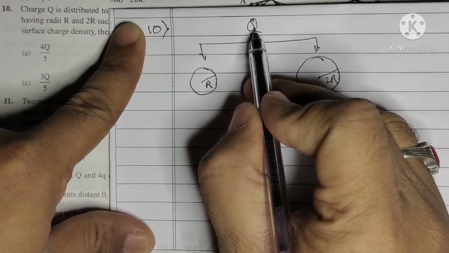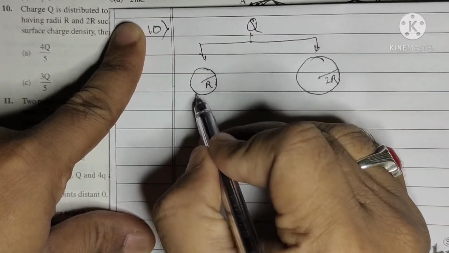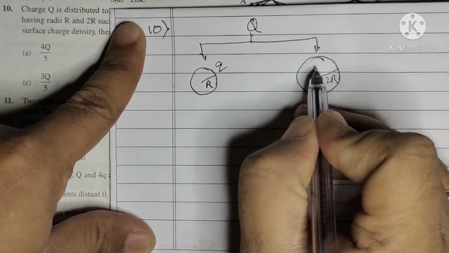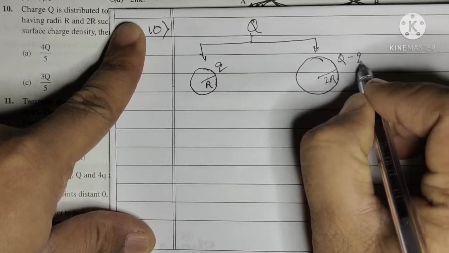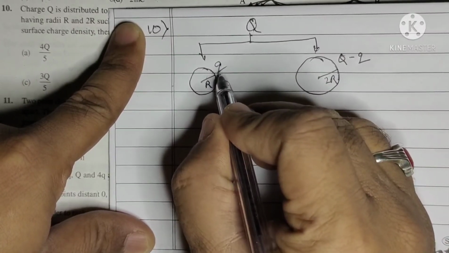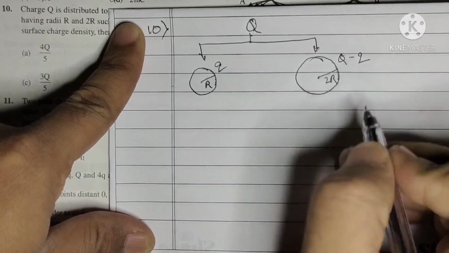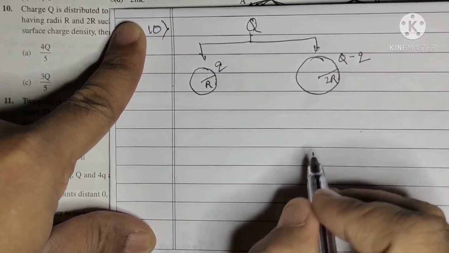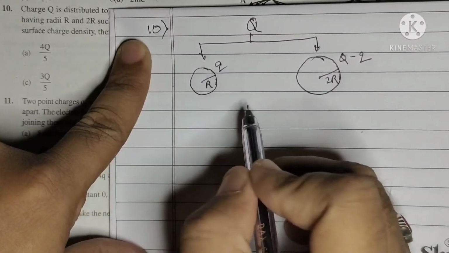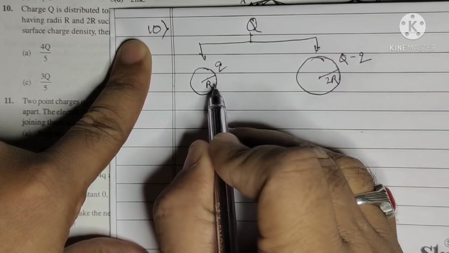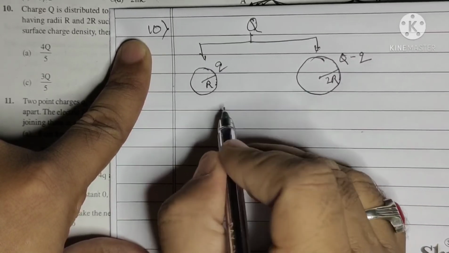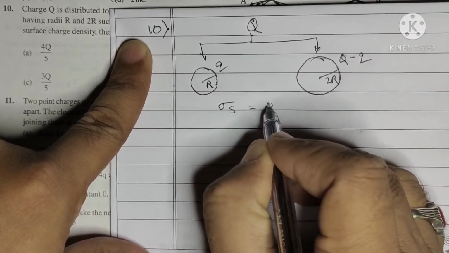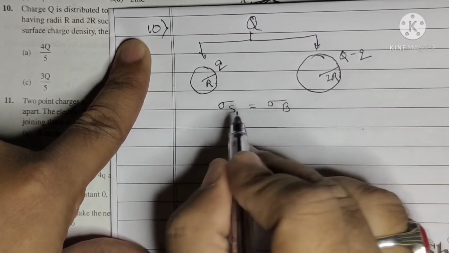Let us say out of this capital Q, the charge given to the smaller sphere is small q. The remaining charge given to the bigger one is Q minus q. Now he is asking what is the charge on the bigger sphere. According to the problem, the surface charge density for both is equal. That means the surface charge density of the smaller one equals that of the bigger sphere.